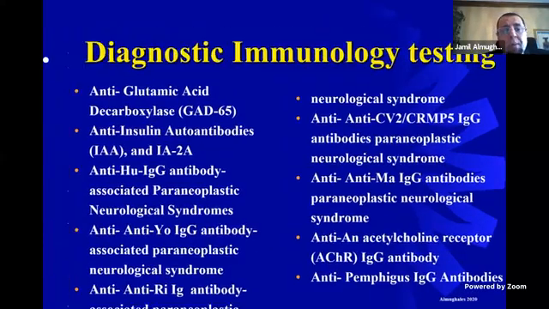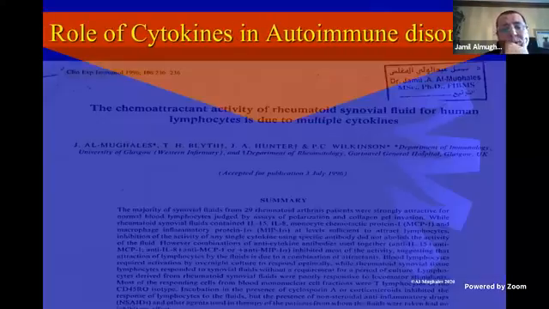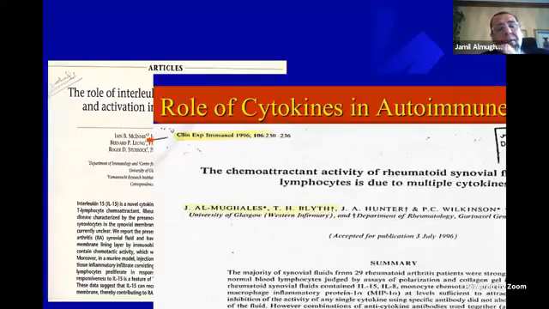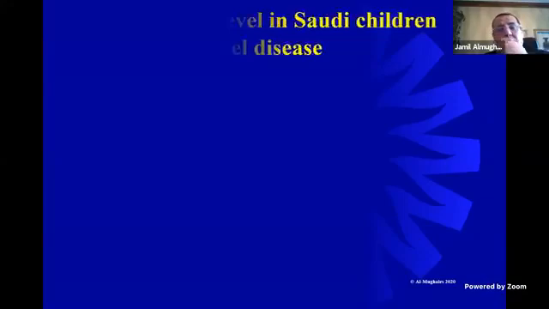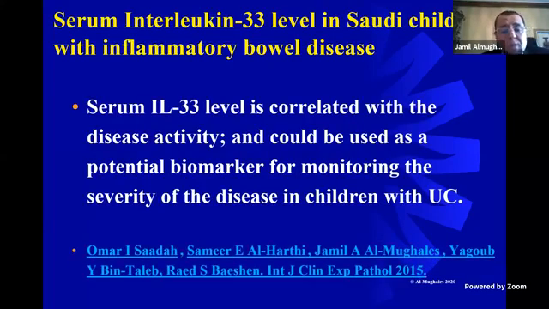Patients with autoimmune disorders frequently also have cytokine production. I was lucky to find, in my first research in Scotland, that there is a cytokine problem in patients with autoimmune disease like arthritis. I measured the cytokines in my first study and discovered that interleukin-15 has a role, and we published it in Nature Medicine with my group. Then we studied here in Saudi Arabia the role of cytokines like interleukin-33 in correlation with the disease activity of bowel disease. This is an example of the immune system playing a role in autoimmunity.